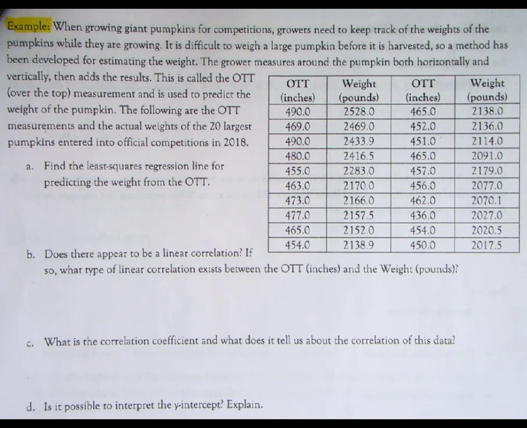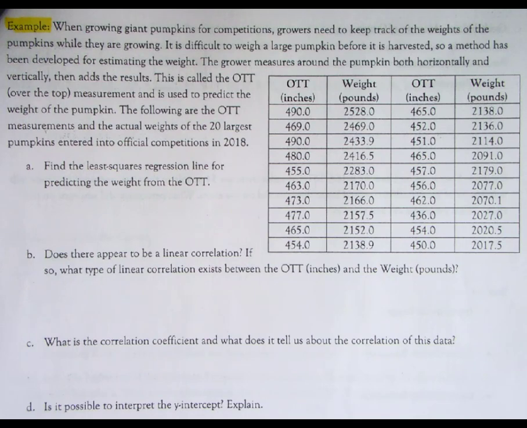We want to be able to predict the weight of giant pumpkins. When growing a giant pumpkin for a competition, the growers need to keep track of the weights. It's difficult to weigh large pumpkins after a while because you don't want to ruin them. So the growers measure around the pumpkin, both horizontally and vertically, and then they add the results. This is called the OTT, the over the top measurement, and they use it to predict the weight of the pumpkin.